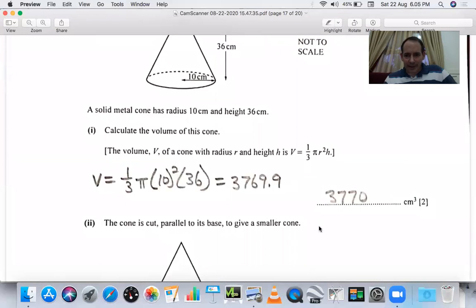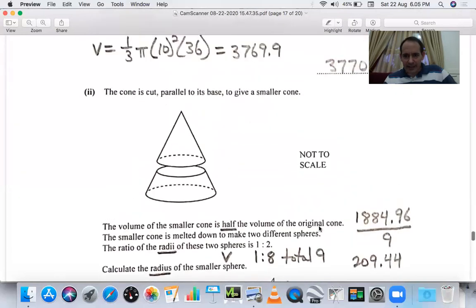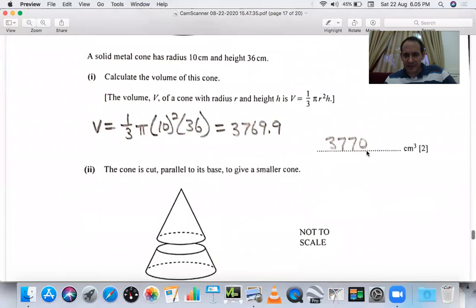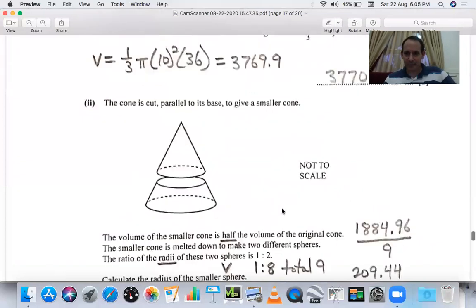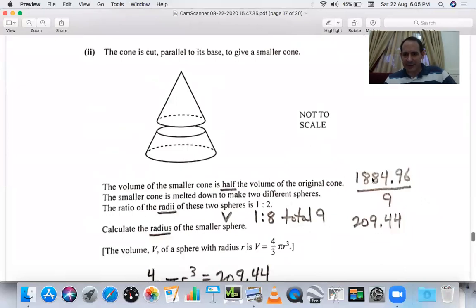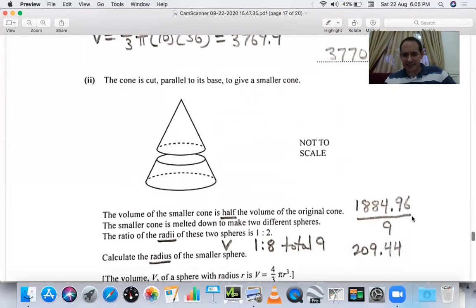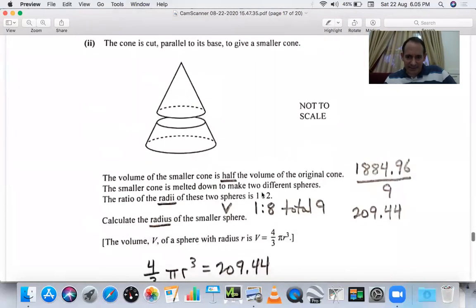So I take the 3,770, or the 3,769.9, and divide it by 2 to get 1,884.96. And then you've got to read through this. The smaller cone is melted down into two spheres.